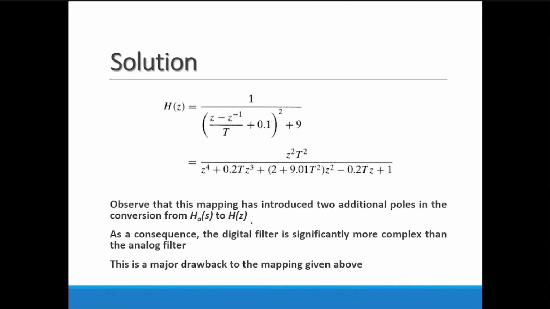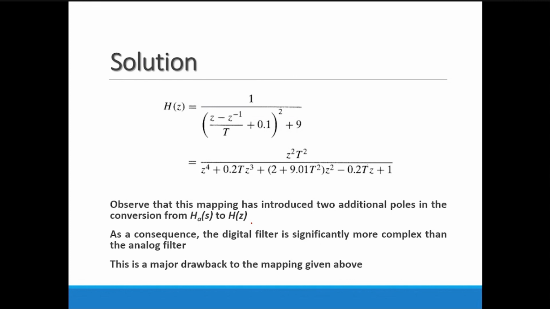H of z is equal to 1 upon ((z minus z inverse) by t plus 0.1) square plus 9. If you simplify this, you are getting the answer, that is (z square plus t square) divided by (z raised to 4 plus 0.2 t z cube plus (2 plus 9.01 t square) z square minus 0.2 t z plus 1).